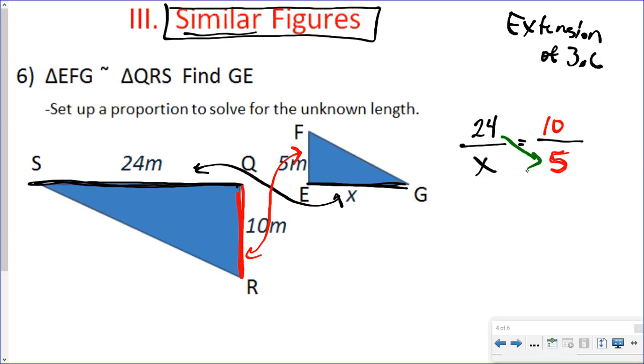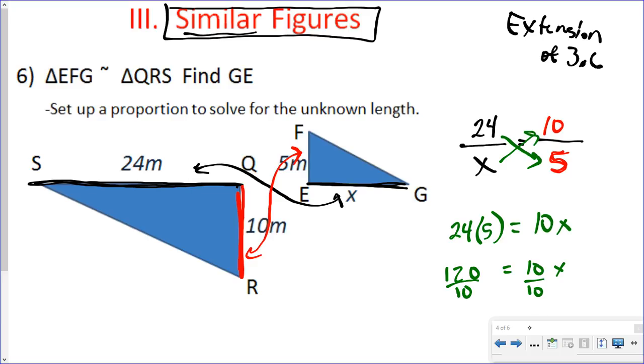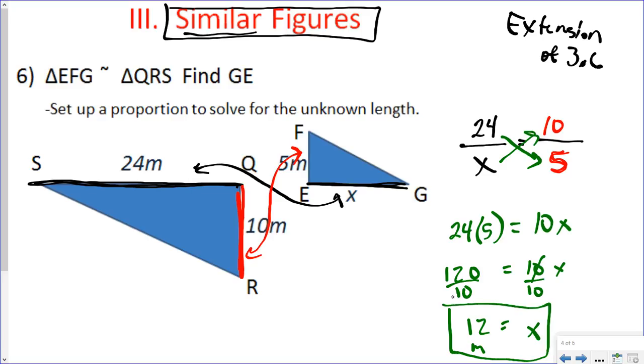24 times 5 is going to be equal to 10 times x. I know that 24 times 5 is going to be 120 equals 10x. When I divide by 10, I find out that x equals 12. So that's going to be 12 meters. And I believe that makes sense. Basically, the measurements here in this smaller triangle are half of what the measurements are of the big triangle, and that fits.